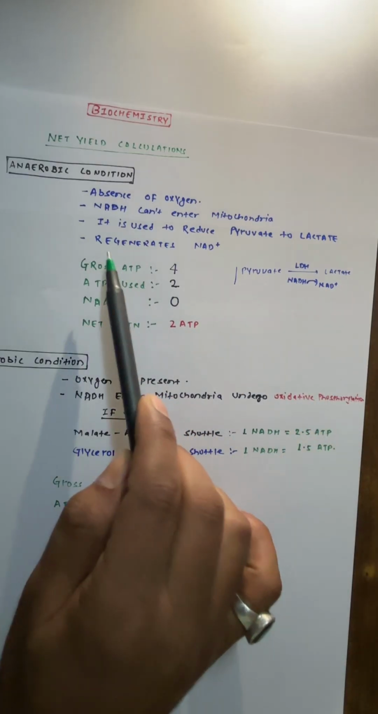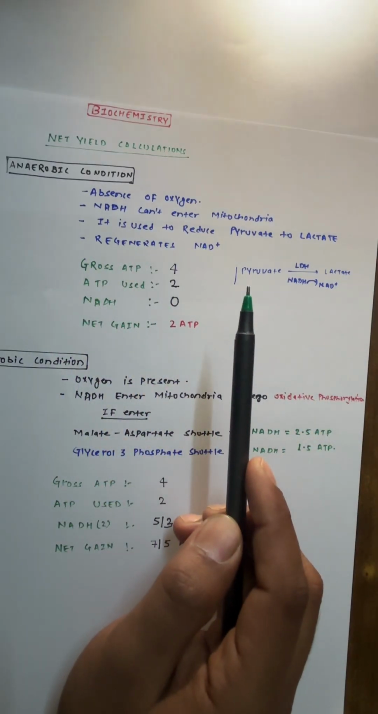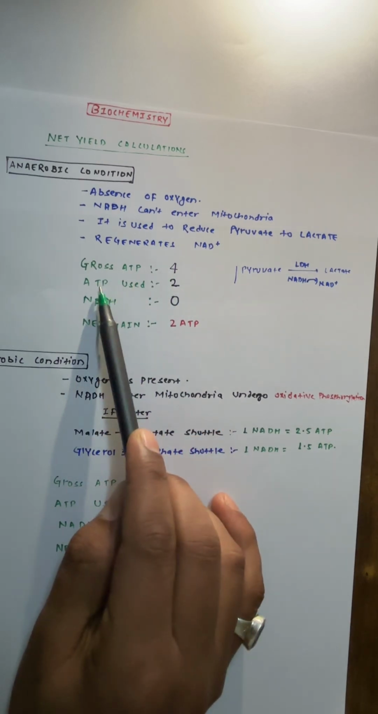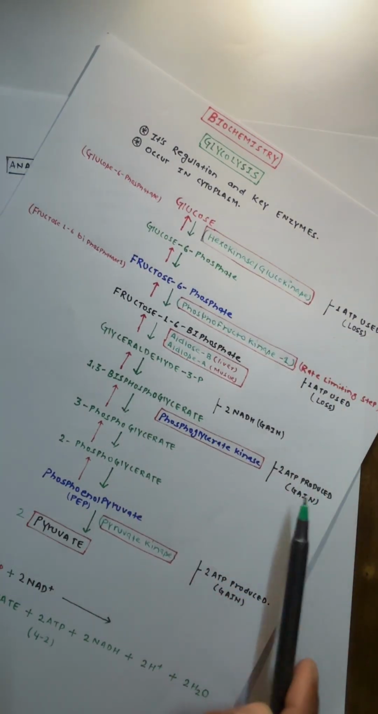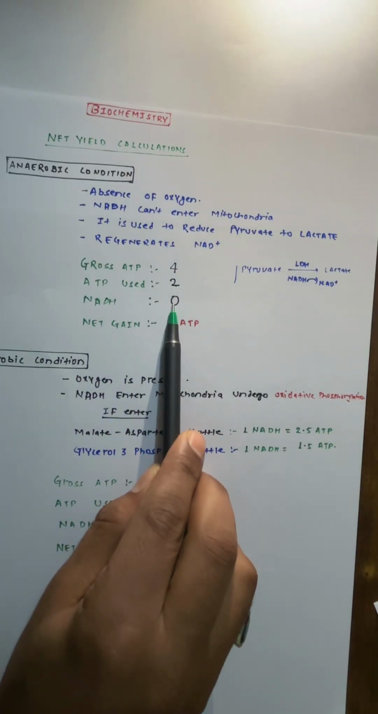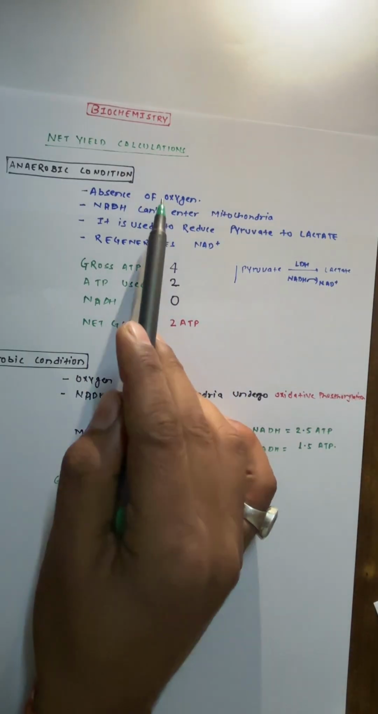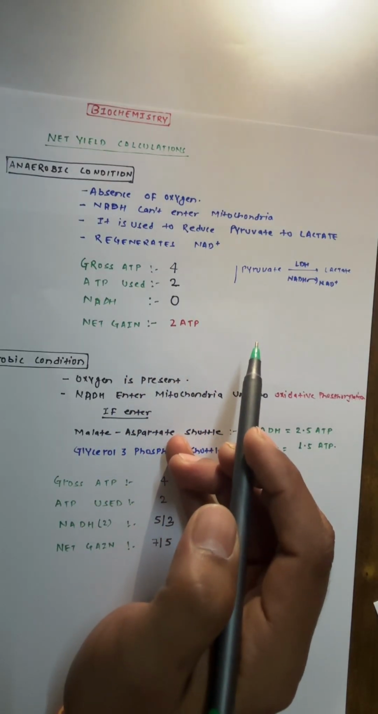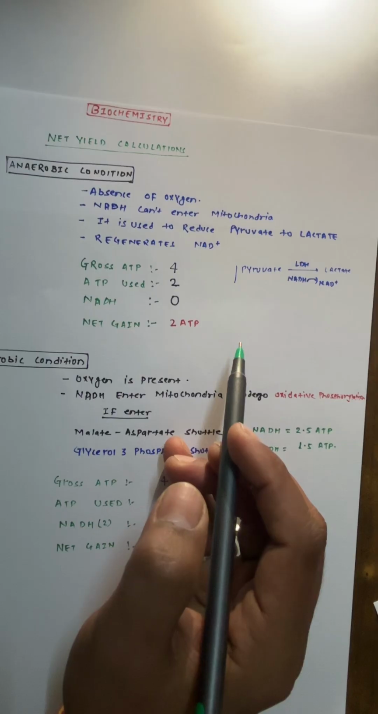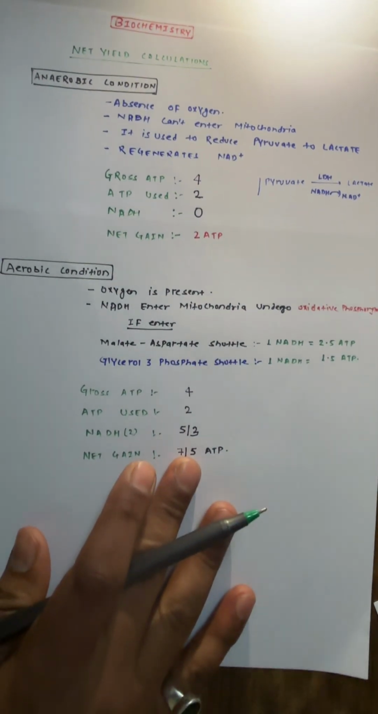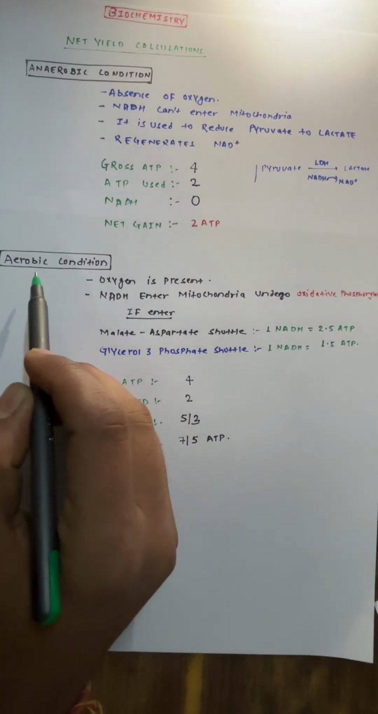Now we'll see how ATP is getting produced over here. We know that total ATP produced is 4. Now total ATP used is 2. We all know that 2 ATP is lost and 4 ATP is getting produced. And we can't produce ATP from NADH because there is absence of oxygen. So the net gain will be 2 ATP. So whenever the examiner asks how many ATP are produced in anaerobic conditions from glycolysis, we will say 2.